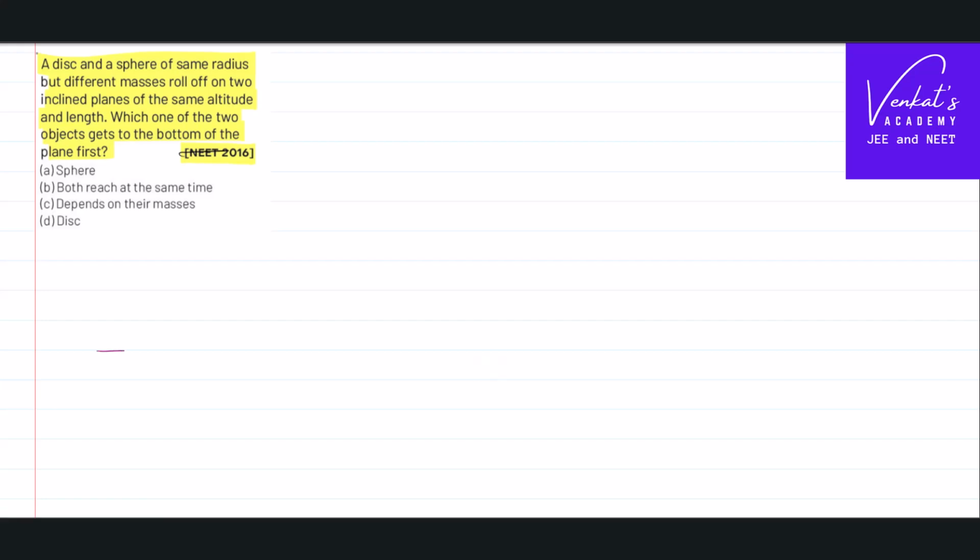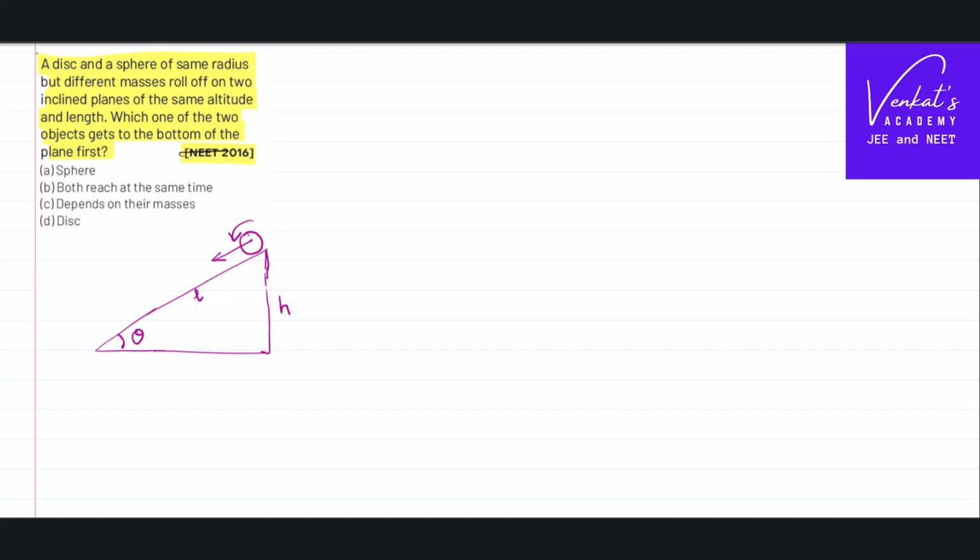there is an inclined plane. From the top of the inclined plane, a disk as well as the sphere are rolling down like this. So it has both translatory motion and rotatory motion. The angle of inclination is theta, height is h, length of inclination equal to L.